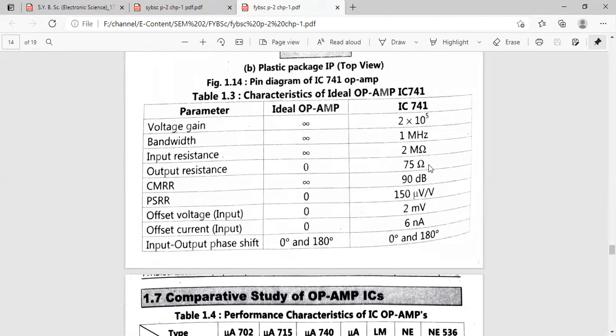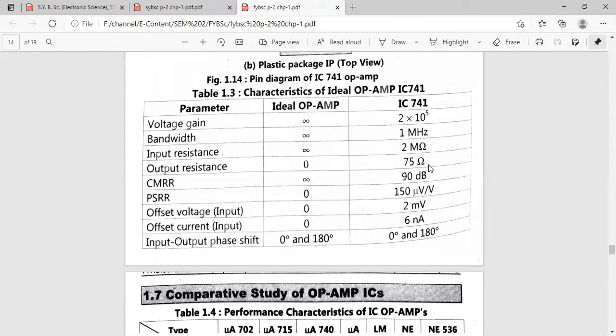Input-output phase shift ideally should give you 0 or 180-degree phase shift. Practically IC 741 also gives you a phase shift of 0 degree or 180 degree. All right, so this is about the characteristics of the ideal operational amplifier.